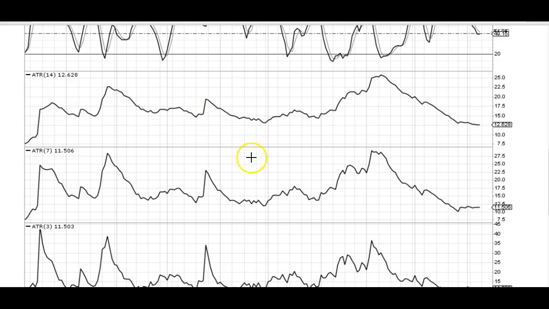Now remember that this is the average range. So sometimes it's going above 12.6 to 14, even 15 sometimes. Sometimes it's going under 11.5, sometimes to $9 or $10 in that day. This is just to give you an idea of the average.